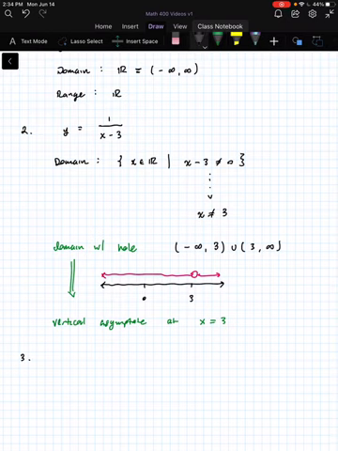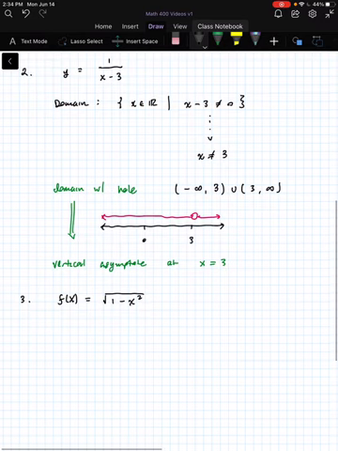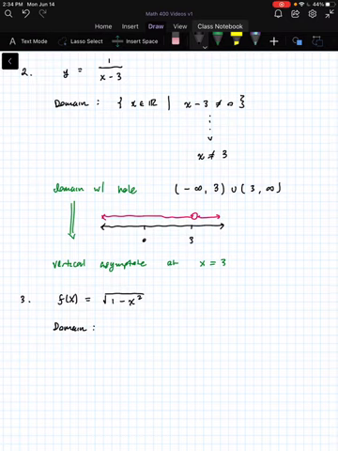Similarly, we can have functions that have a restricted range. For instance, consider the function f of x equals the square root of 1 minus x squared. So, first of all, the domain. What can we plug in and what can we not plug in for x?